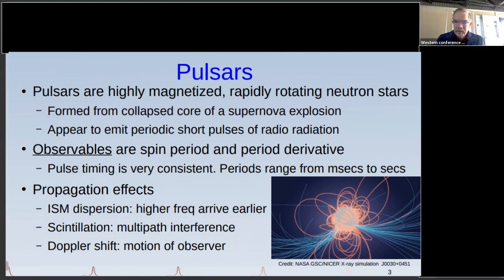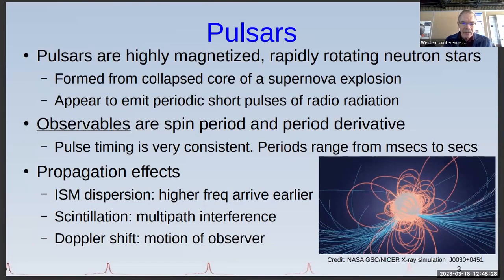The pulse timing is very consistent. Periods range from a few milliseconds for some pulsars up to the tens of seconds. There are propagation effects on these pulsars. There's a lot in between us and the pulsar, mainly the interstellar material, the ISM, and that disperses the waves, and we'll talk about that. There's also scintillation, which is multipath interference, and then, of course, everything's in motion, so we have to worry about the Doppler shift. The Earth and the solar system are in motion, the pulsar itself is in motion, so you have to account for those things.